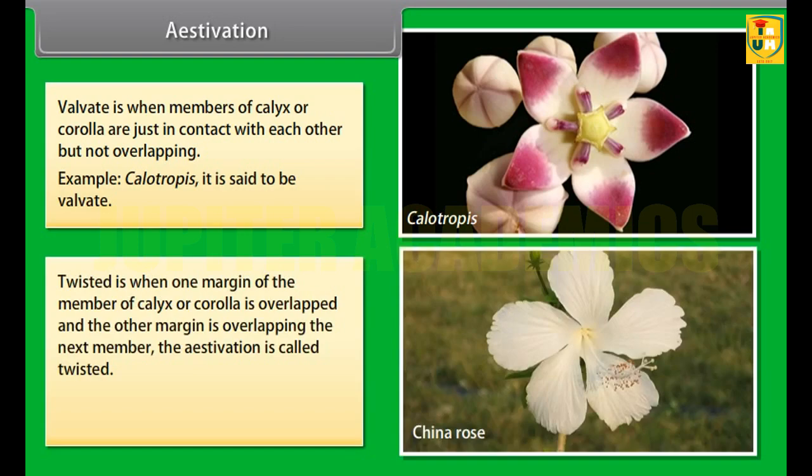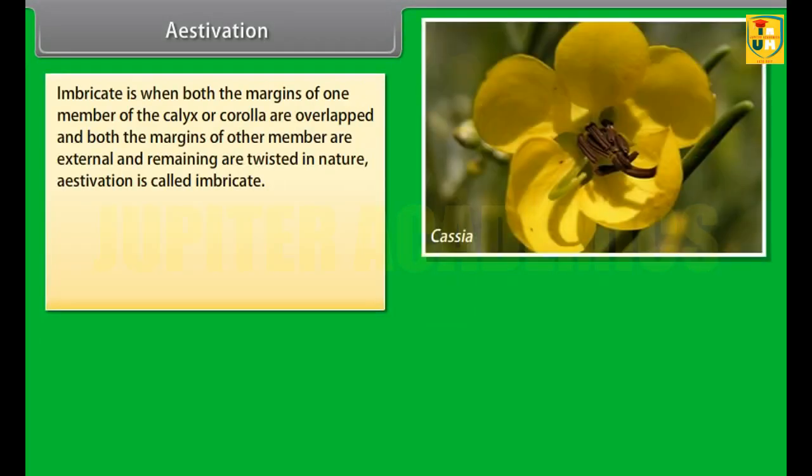Twisted is when one margin of the member of calyx or corolla is overlapped and the other margin is overlapping the next member. The estivation is called twisted. Example, China rose, lady's finger, and cotton, etc. Imbricate is when both the margins of one member of calyx or corolla are overlapped and both the margins of another member are external and remaining are twisted in nature. Estivation is called imbricate. Example, cassia, gulmohar, etc.